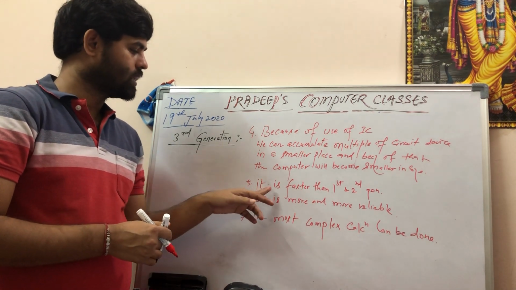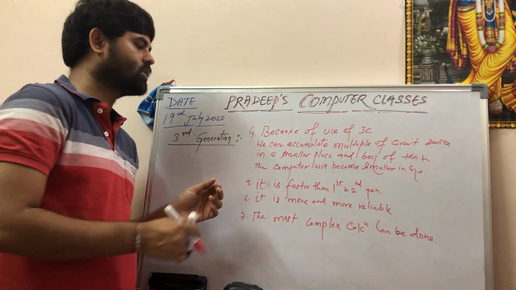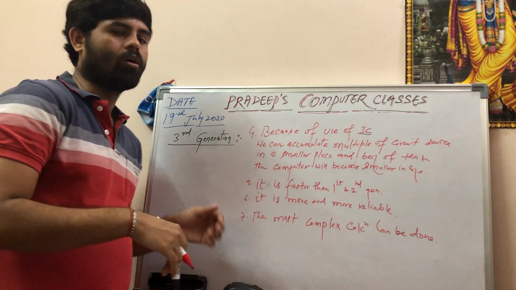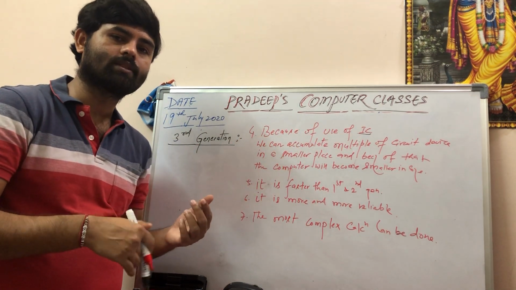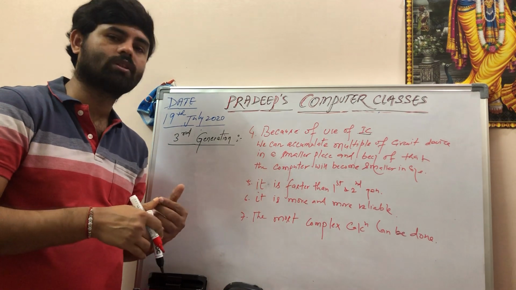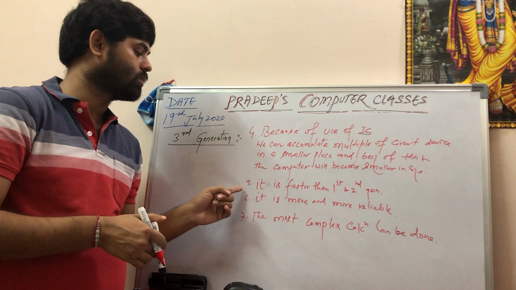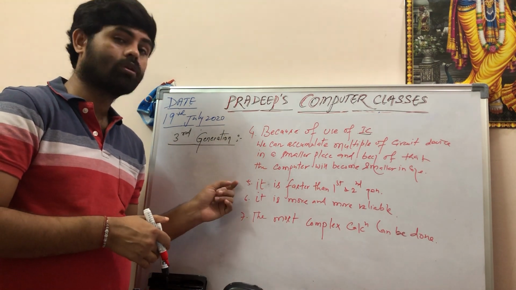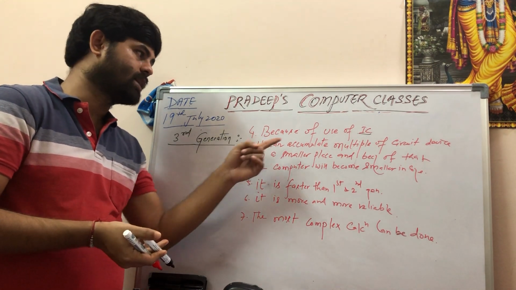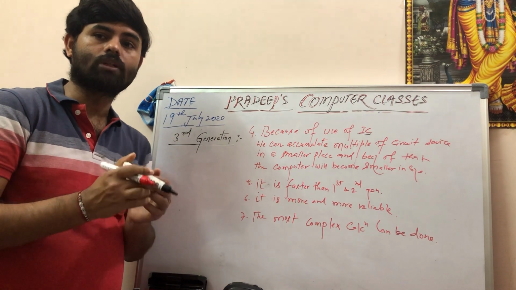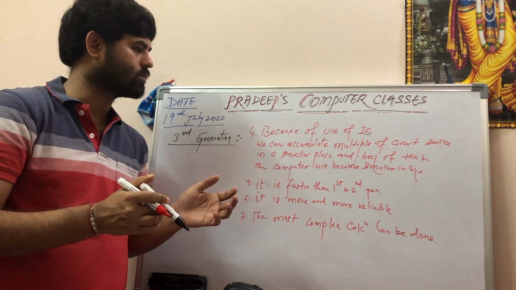Okay. Fifth point is it is faster than first and second generation. It is because of the IC. If you make use of resistance, transistor, and other devices smartly, then of course your computer will be fast. Even if you use the IC in the mobile, and if you use a good type of IC, then it will be fast.